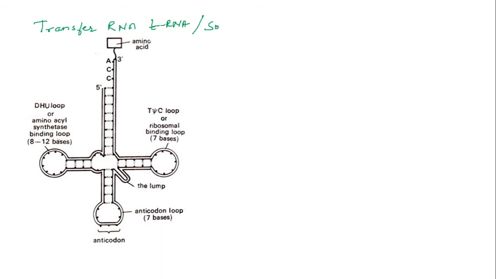It's also called the soluble RNA or the adapter RNA. Within the cell, it constitutes 10 to 15% of the total cellular RNA. That is, of the total RNA, it is 10 to 15%. It is the smallest and is composed of 75 to 95 nucleotides.